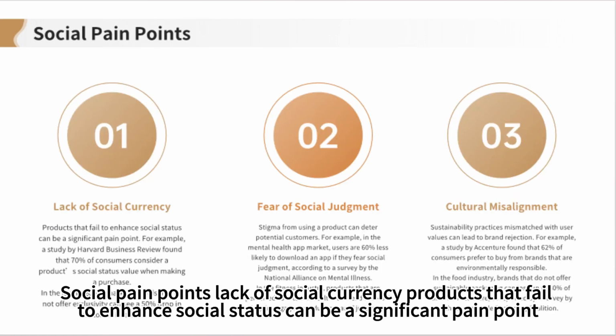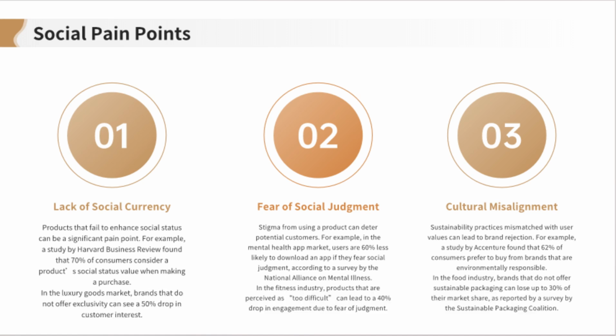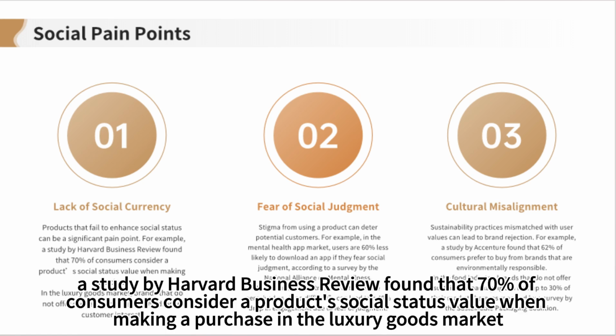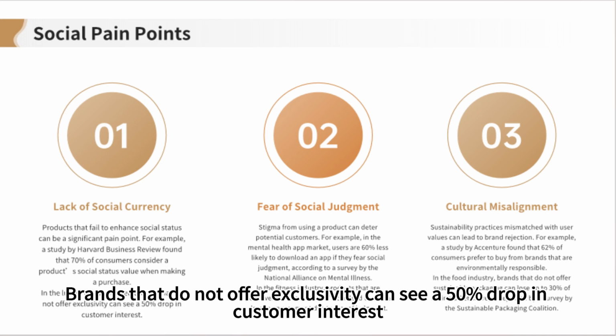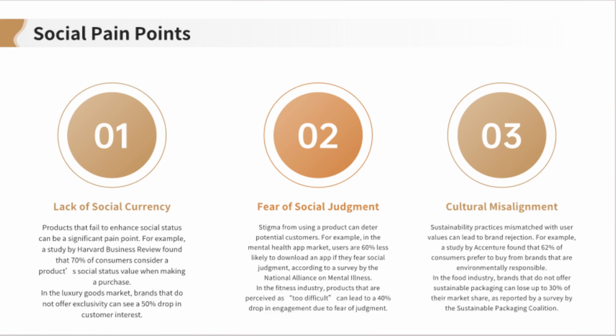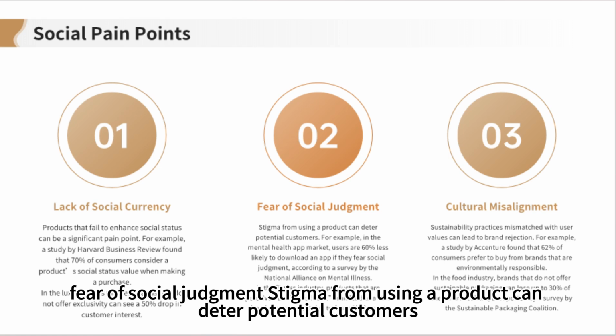Social pain points. Lack of social currency. Products that fail to enhance social status can be a significant pain point. For example, a study by Harvard Business Review found that 70% of consumers consider a product's social status value when making a purchase. In the luxury goods market, brands that do not offer exclusivity can see a 50% drop in customer interest.